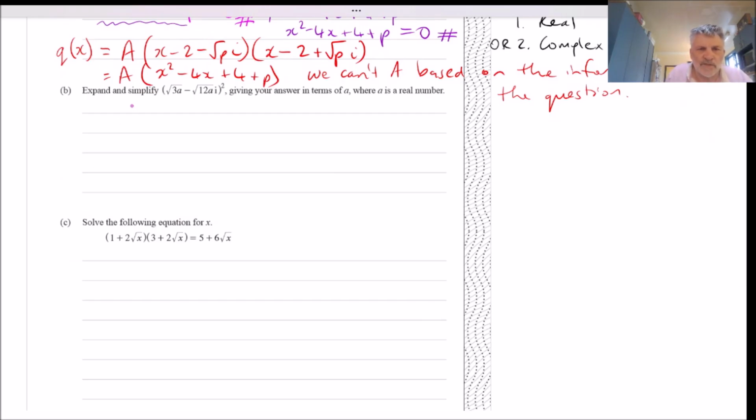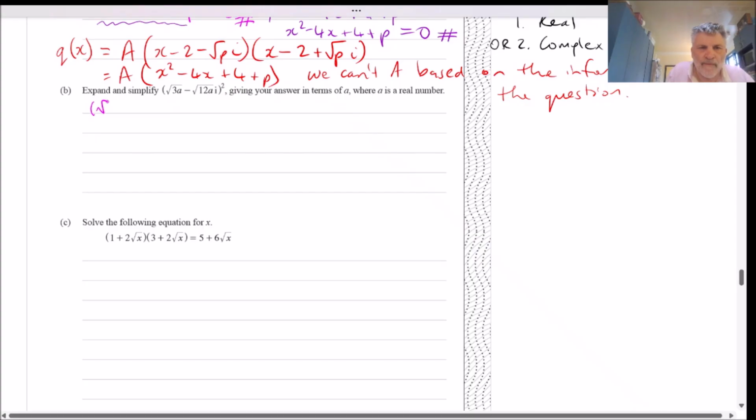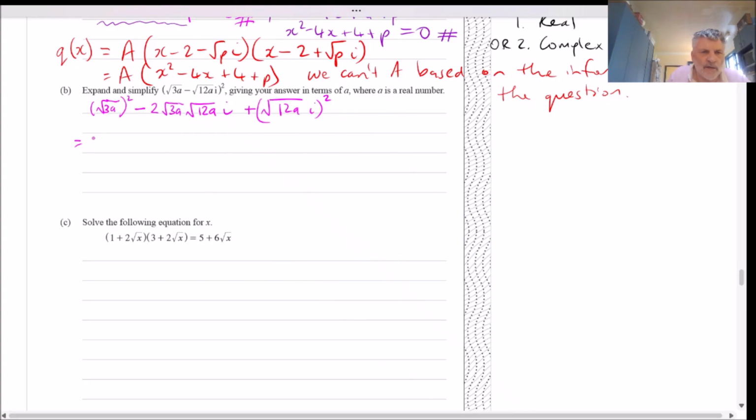Part B, just expand and simplify, so that's squaring a bracket. You just square the first term, the a is under the square root, you get two lots of a combined term, the i is not under the square root, and you get plus the square of the second term. So squaring the square root of 3a becomes 3a.